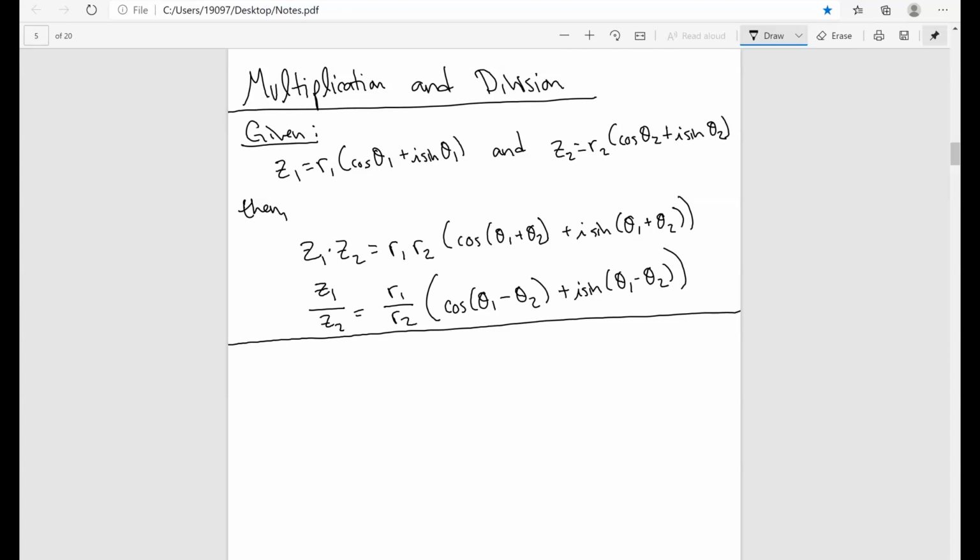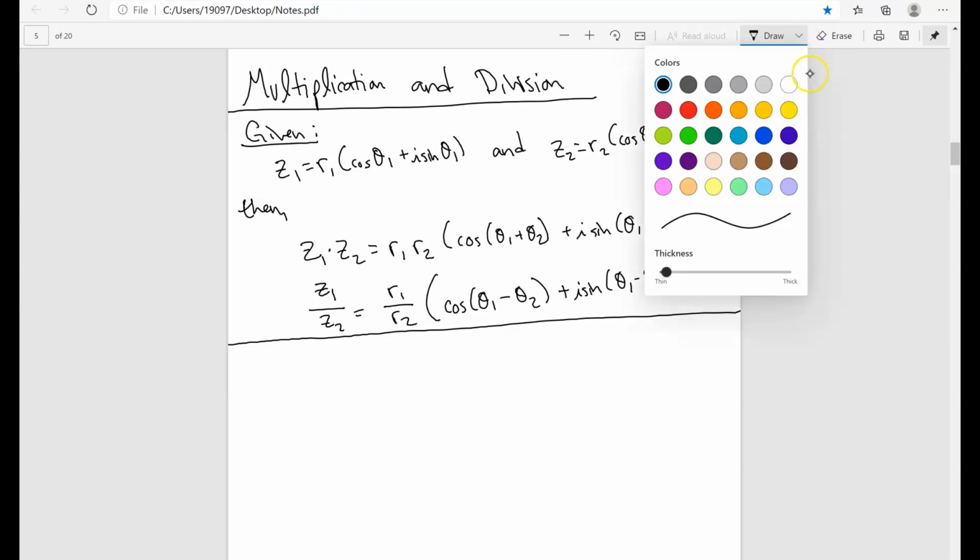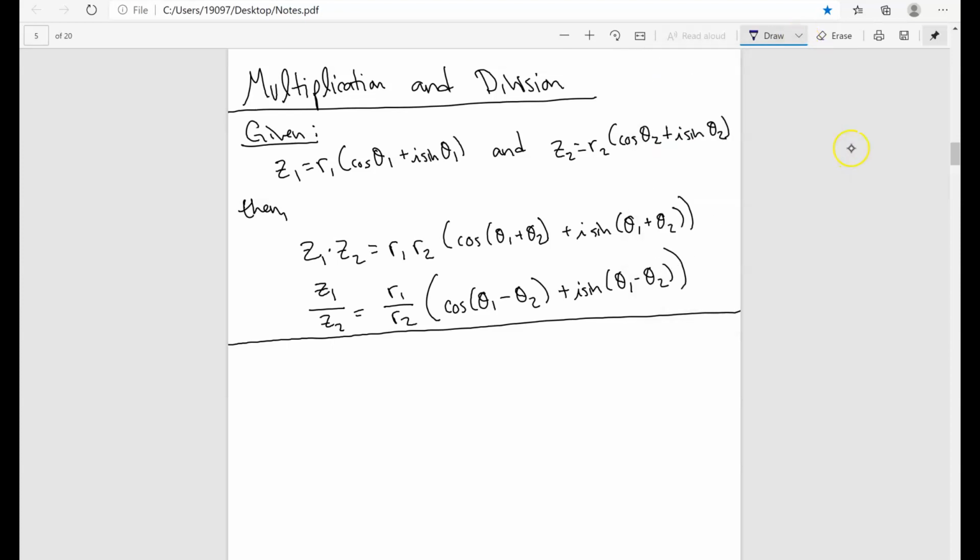If they're already in polar form, then all you really have to do to multiply them is multiply their r values together. And then for the cosines, just add the angles together. Same thing with the sines. Just add them together for multiplication. So this is in case you want to multiply two different complex numbers. If you want to divide two complex numbers, then you're going to take the r values and divide them. And instead of adding the theta values, you're going to subtract them.